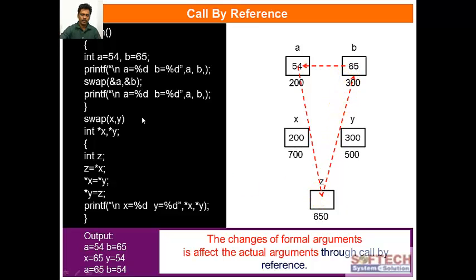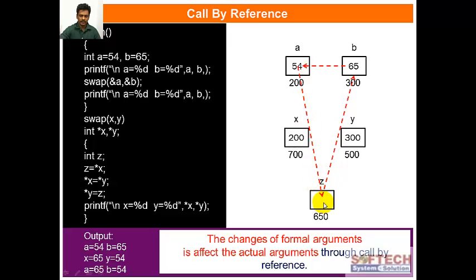So we can change the actual argument from the called function. We directly change it by using pointer application. So here we put z equal to star x. So the value at x, where x is 200, the value 54, is transferred to z.